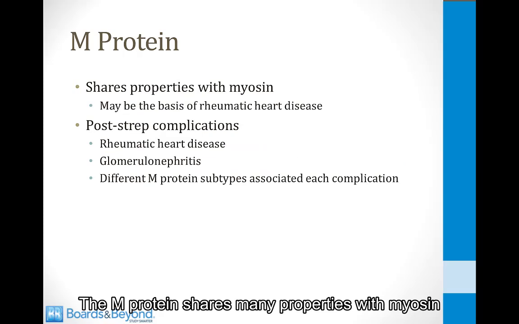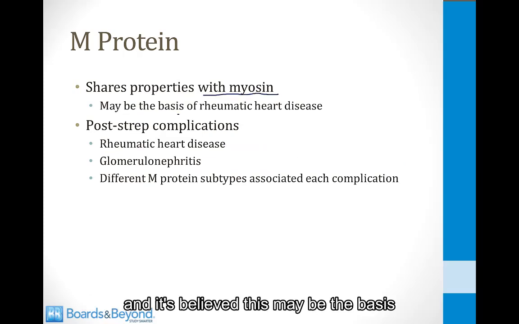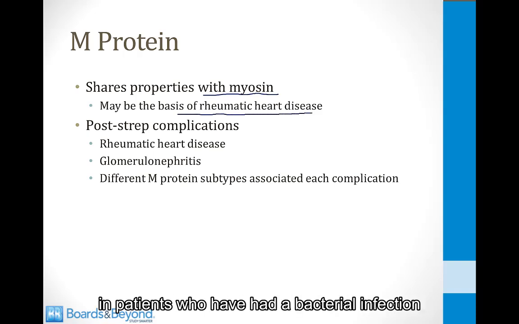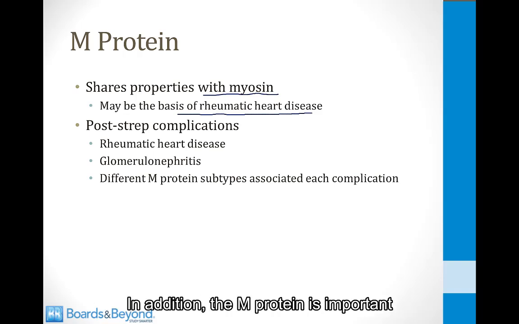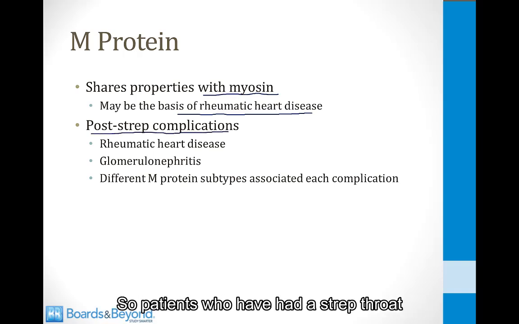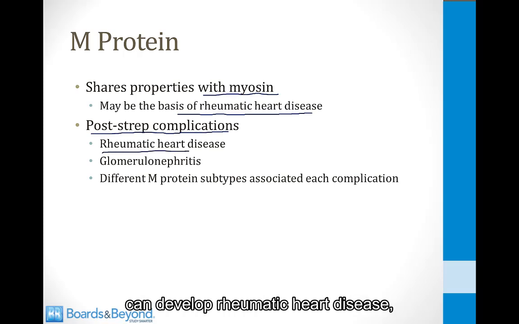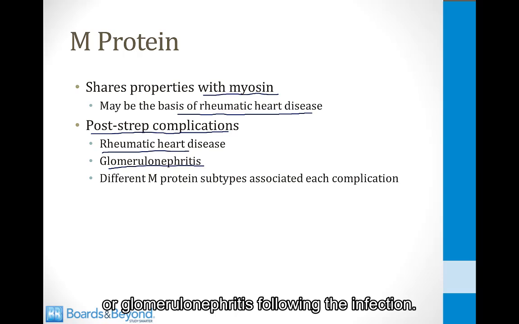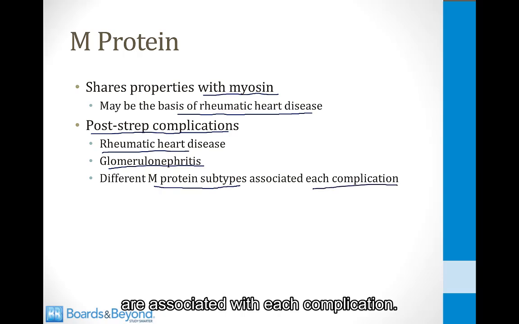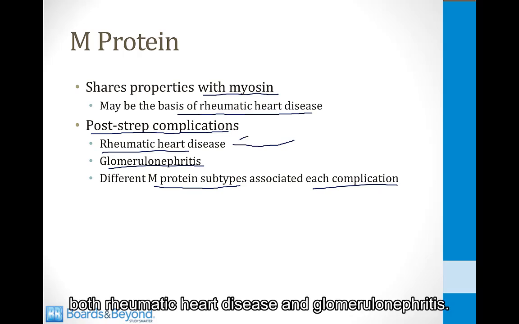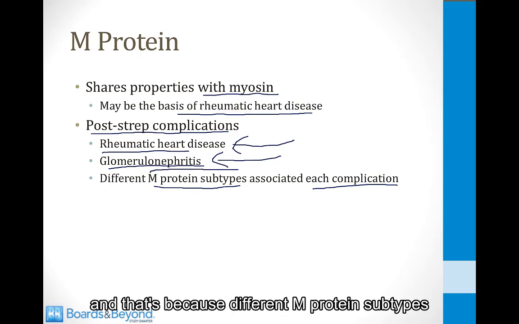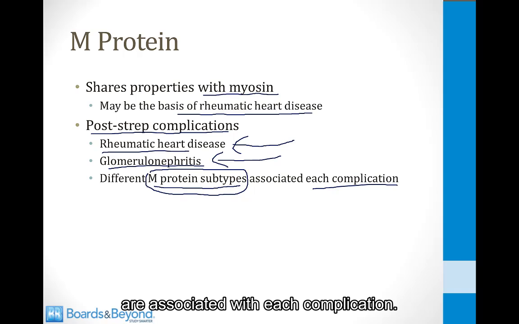The M protein shares many properties with myosin, and it's believed this may be the basis of rheumatic heart disease, where there's autoimmune damage to the heart in patients who have had a bacterial infection with strep pyogenes. In addition, the M protein is important when it comes to the post-strep complications. Patients who have had a strep throat can develop rheumatic heart disease or glomerular nephritis following the infection, and it turns out that different M protein subtypes are associated with each complication. It's very interesting. Patients almost never get both rheumatic heart disease and glomerular nephritis. They get one or the other, and that's because different M protein subtypes are associated with each complication.